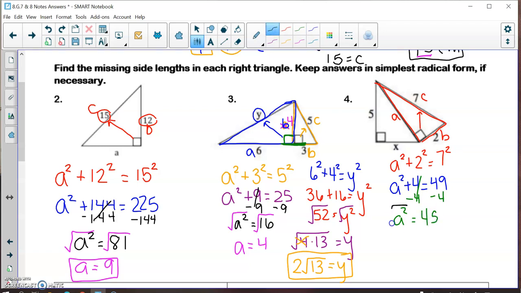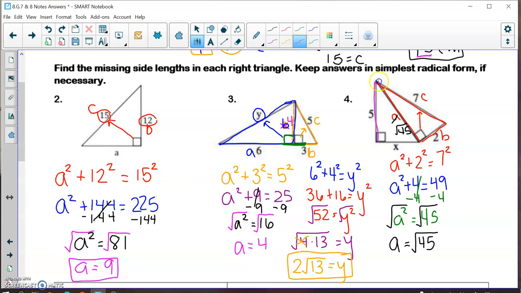And taking the square root of both sides, since this is not a final answer, it's actually a lot easier to not simplify this radical and to leave it as the square root of 45. So I'm going to leave this as the square root of 45, and I'm going to show you why it's super simple to not simplify that in a moment.